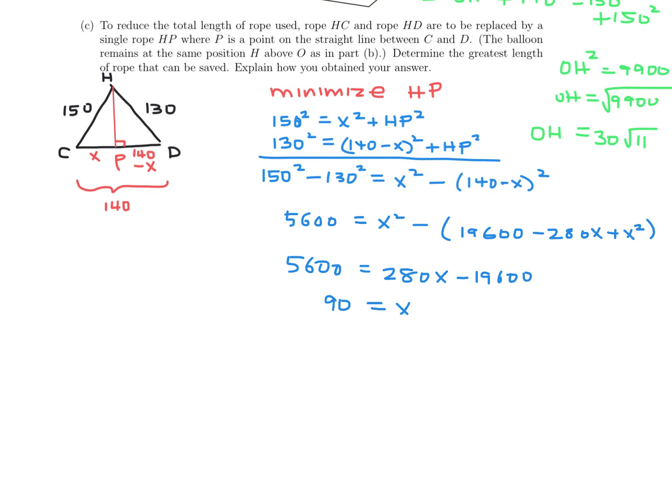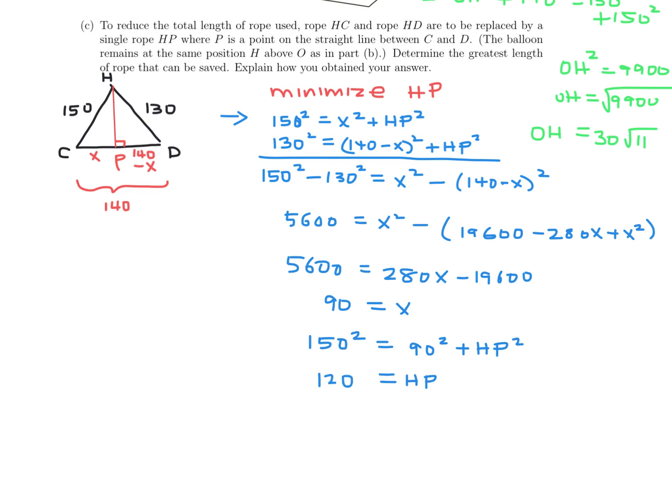And therefore, we can go back into any of these equations and calculate HP. Let's just plug it back into the first one. That's going to be 90 squared plus HP squared. And when you crunch out these numbers, you'll get HP is equal to 120.